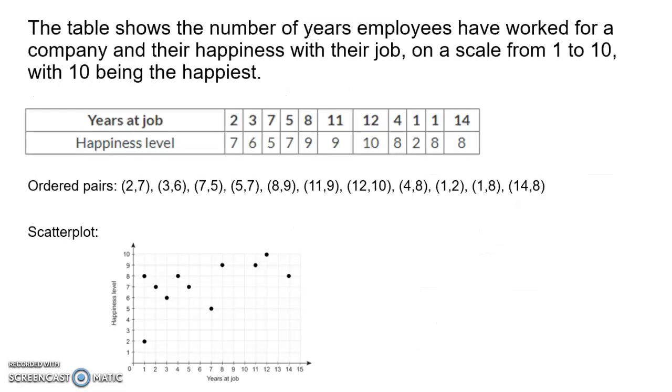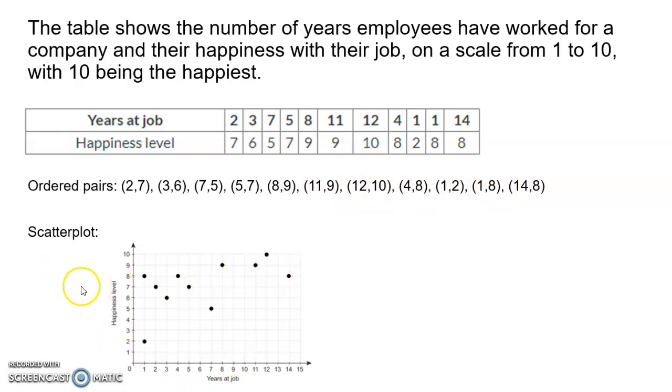This table shows you the number of years employees have worked for a company and their happiness with their job on a scale from 1 to 10, with 10 being the happiest. You can see here the information in this table, which is represented by these ordered pairs, is shown in this scatter plot right here.